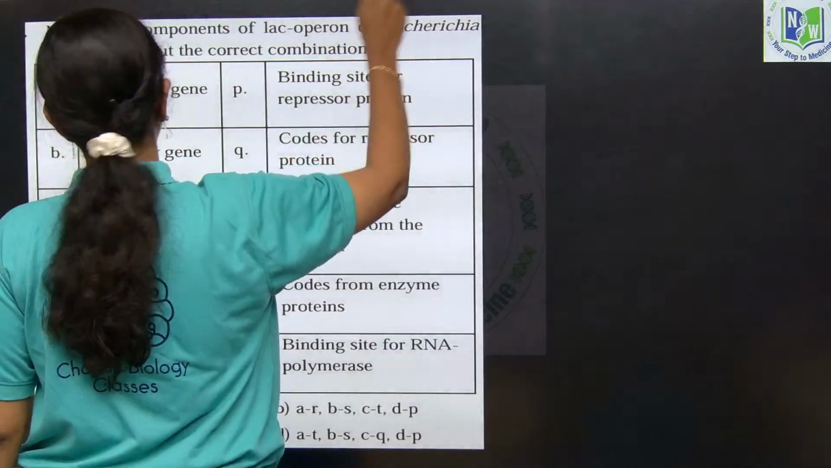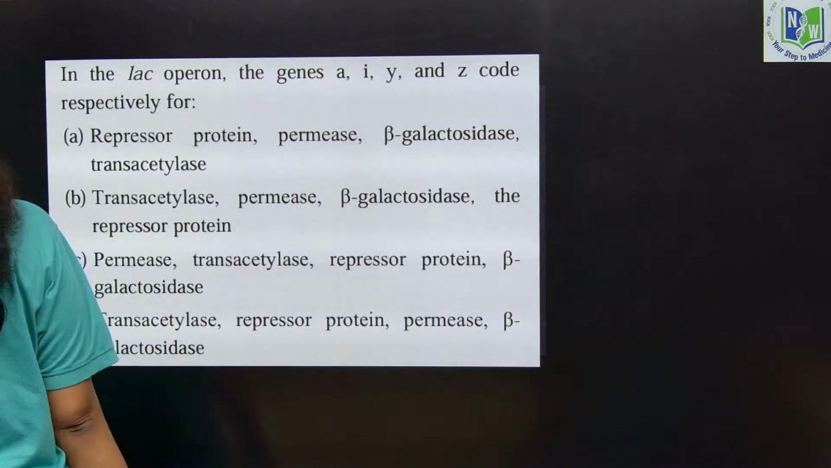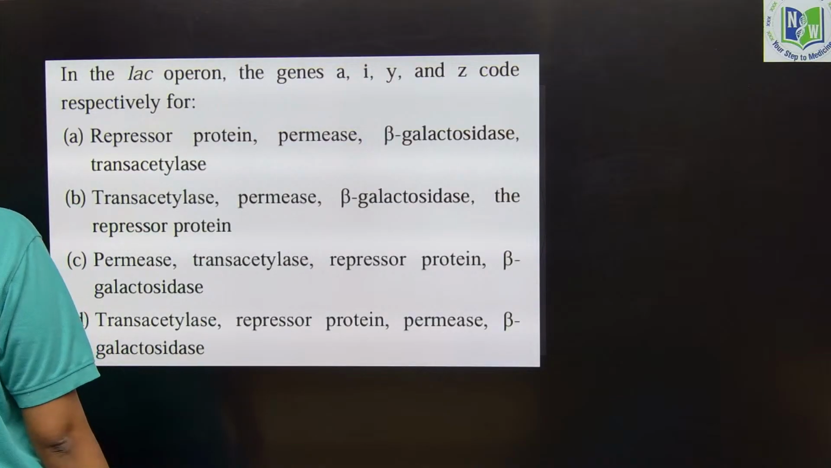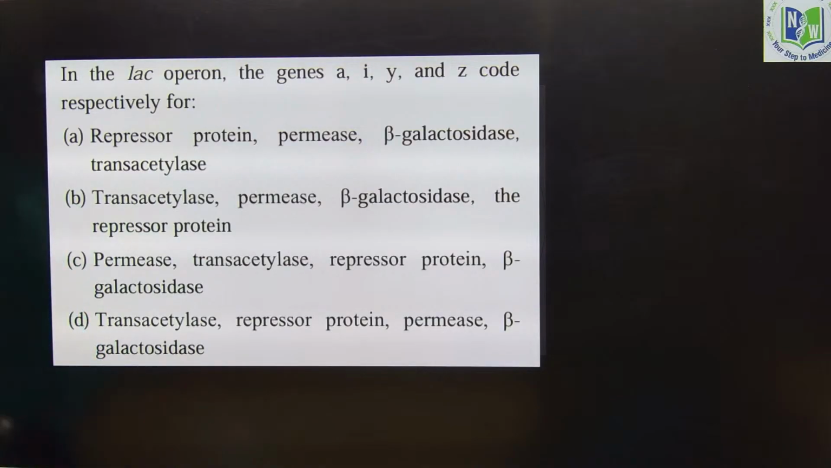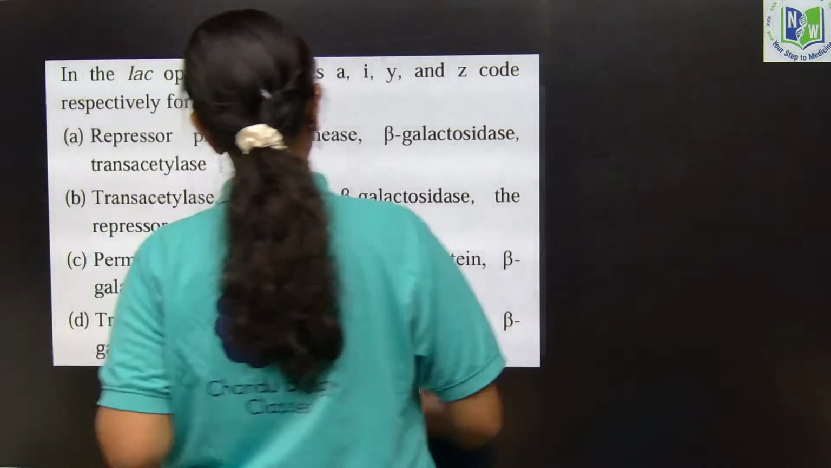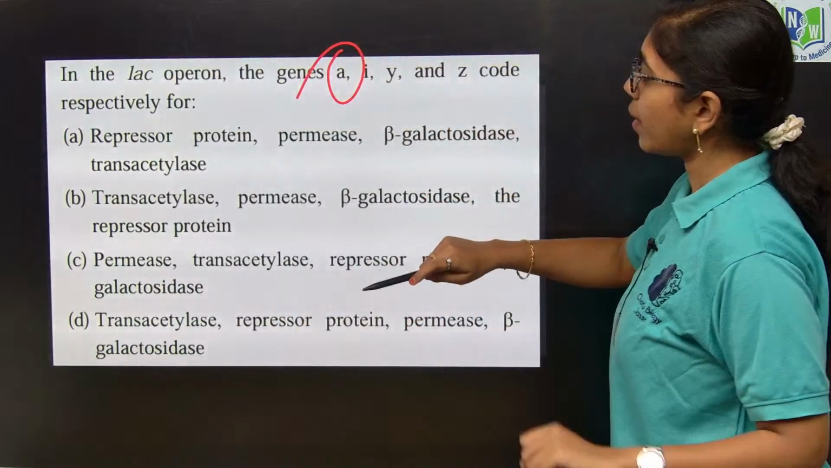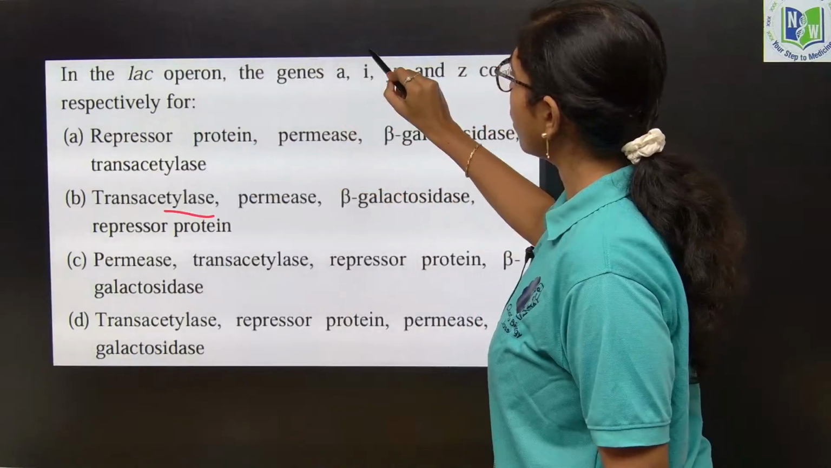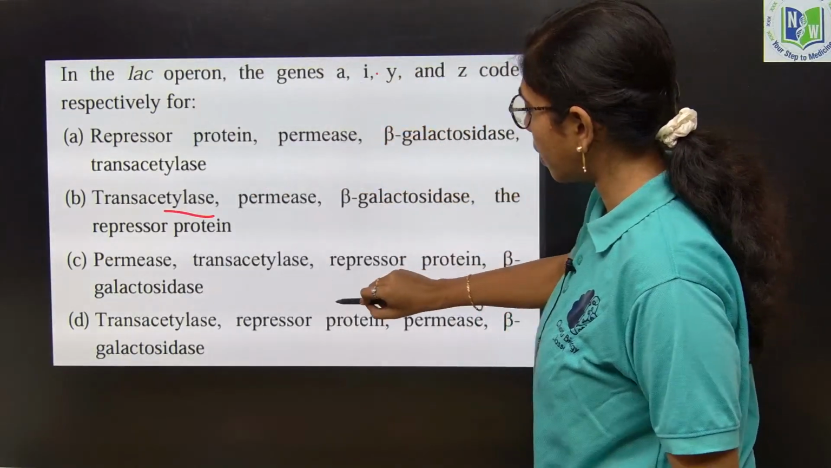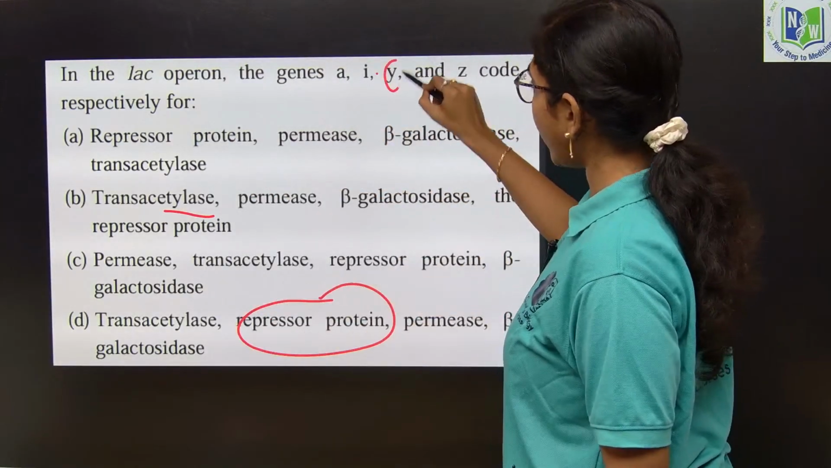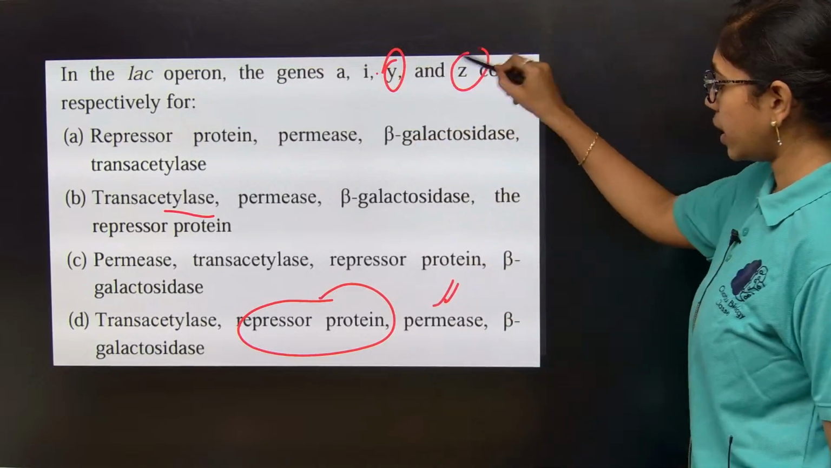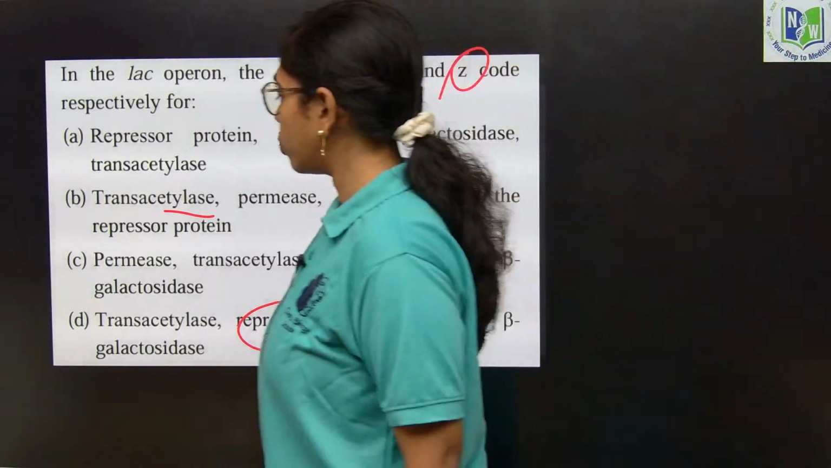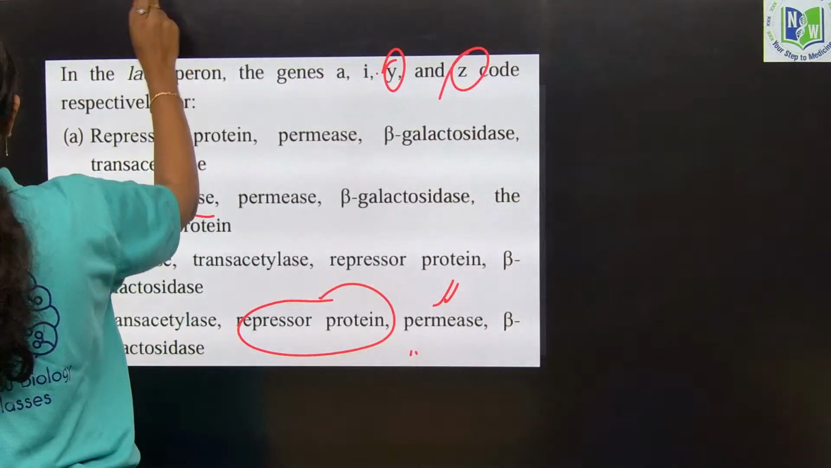Next question. In the lac operon, the genes a, i, y and z code for what? Okay, important. A codes for what? Transacetylase. A codes for transacetylase, I codes for repressor protein, and Y codes for permease and Z codes for beta galactosidase, that is option D. Next question.